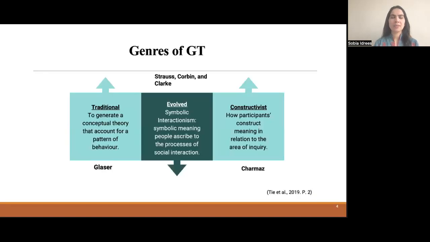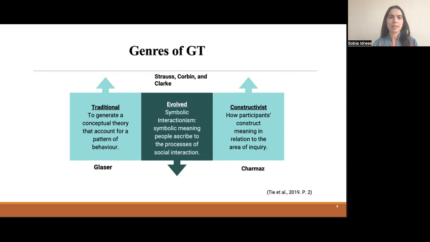In this slide, you see three different types of grounded theory. The first one is traditional, and that is presented by Glaser. You also see the author's name along with each type. The goal of traditional theory is to generate a conceptual theory that accounts for a pattern of behavior. That's it. So you just develop a conceptual theory that shows a pattern of behavior among people.